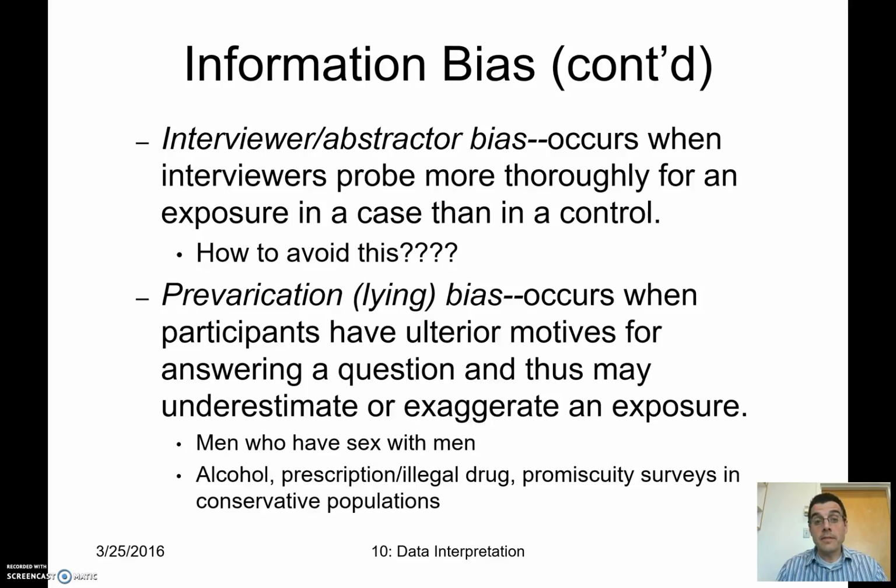Another form of information bias is interviewer bias or abstractor bias, and this occurs when the interviewers probe more thoroughly for an exposure in a case than a control. And I already used this example in class, where if I know an individual is a case, I may ask additional follow-up questions to collect more pieces of data than I would in a control where I may be more sloppy. So the question that I have is, how do you actually avoid this?